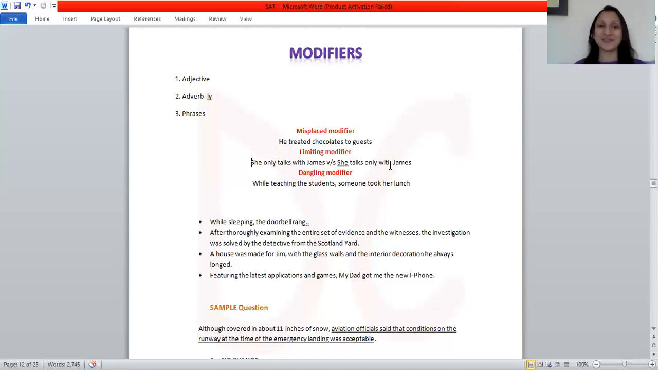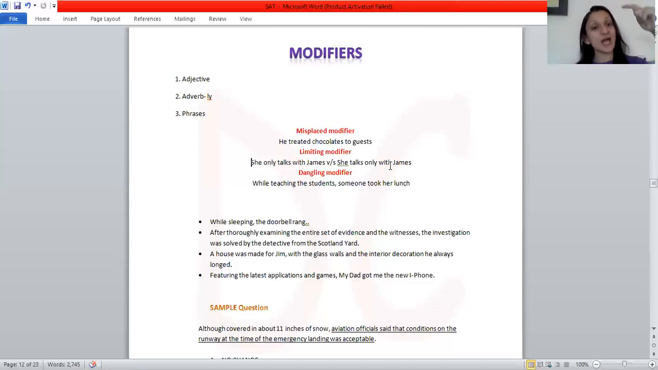She talks only with James. So now when I say "only with James," that shows a special connection between them. Like, oh, she doesn't talk with others, but with James. So both sentences, just with this word, are totally opposite. "She only talks with James" indicates that no, she's not interested in him. She's like, oh, I'll talk, it's okay. But "she talks only with James," she's only interested in this one guy.